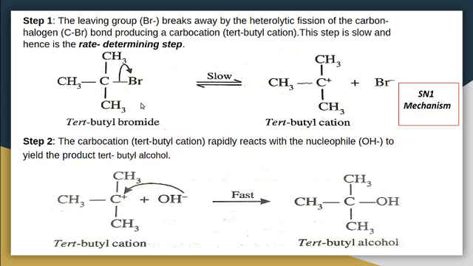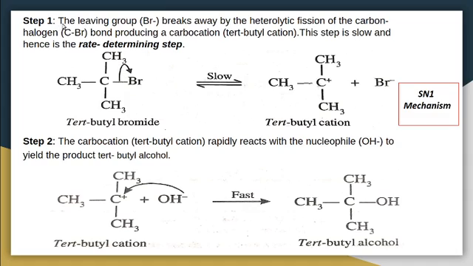So if it is attacked from the front side, there is the leaving group. The leaving group has a negative charge and the incoming nucleophile also has a negative charge, so there will be repulsion. So backside attack and front side attack are both not possible in the case of tertiary butyl bromide. So the only possibility is that the leaving group first has to break from the substrate molecule.